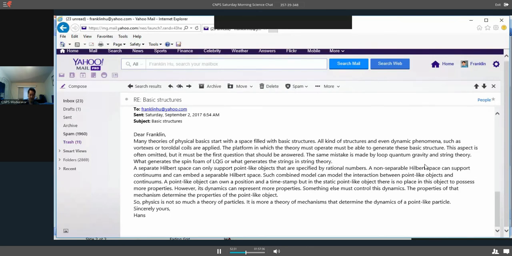The one is the separable Hilbert space, and there you can put all kinds of countable things, the countable sets, in. And the non-separable Hilbert space embeds the separable Hilbert space, so the separable Hilbert space is in fact a part of the non-separable Hilbert space, but the non-separable Hilbert space also includes continuums. So if you embed the separable Hilbert space, you are in fact embedding all these discrete things into the continuums.